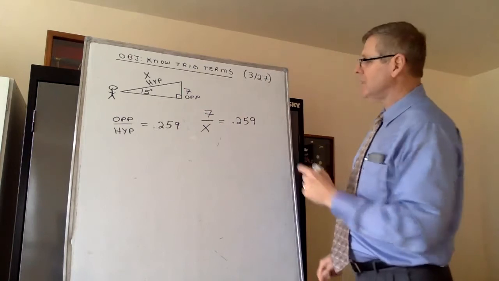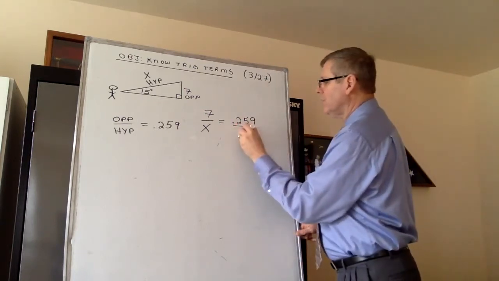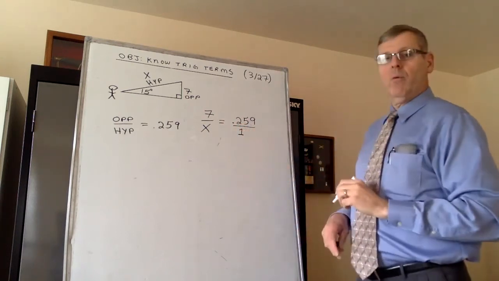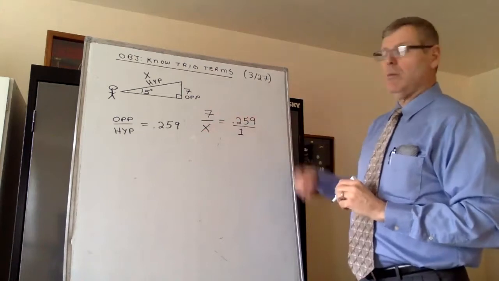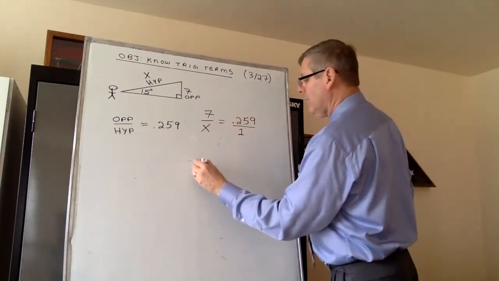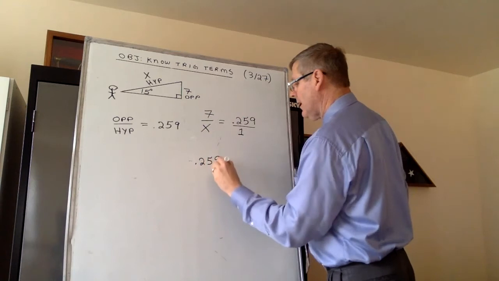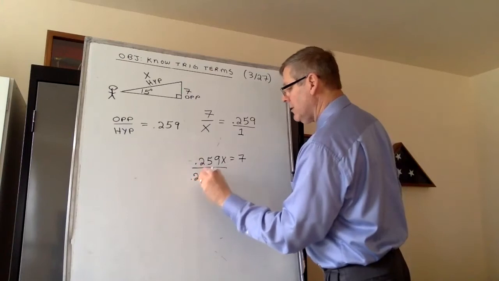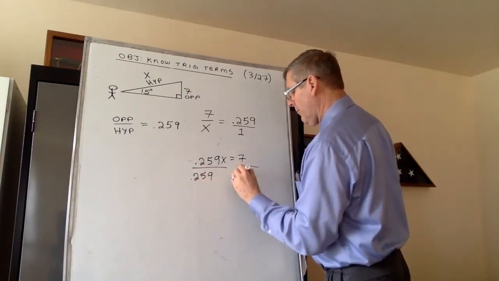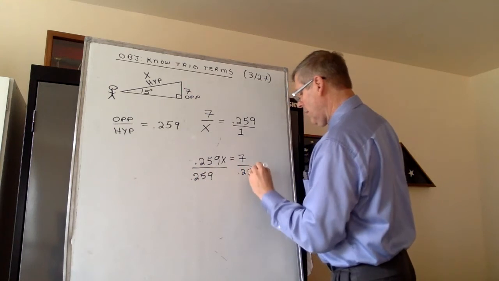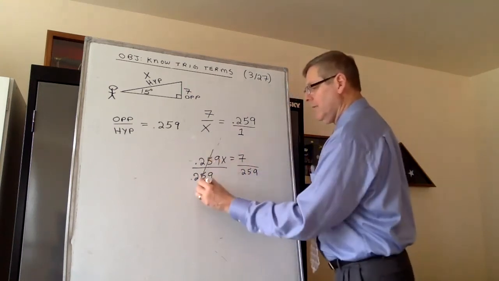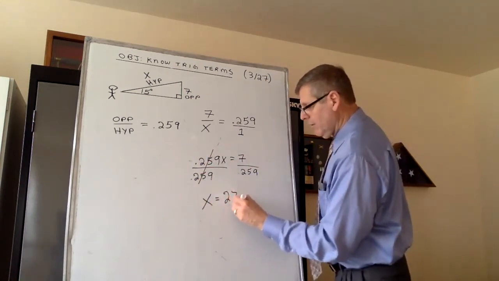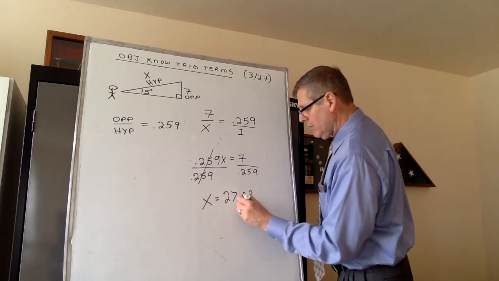Well, if you think about it, this is still a proportion. The 0.259 is just a ratio over 1. So I can still cross multiply, and I get 0.259x is equal to 7. If I divide both sides by 0.259, okay, go ahead and do that on your calculator. These cancel, so I get x is equal to 27.03.